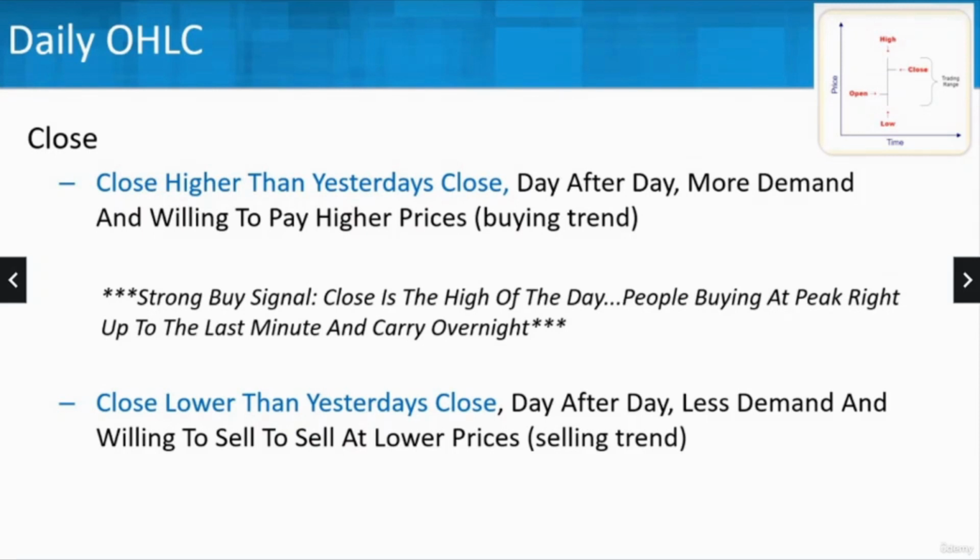If the close is lower than yesterday's close, kind of the same thing, but the opposite. Day after day, less demand, and people are willing to sell, and they're willing to sell at lower prices. You have more of a selling trend versus a buying trend. So you can look at those closes as far as looking at trends, and we'll be learning how to draw chart lines and trend lines and all sorts of stuff so we can kind of graphically represent this. But that concept of higher highs is good as far as buying, and lower lows might indicate selling.